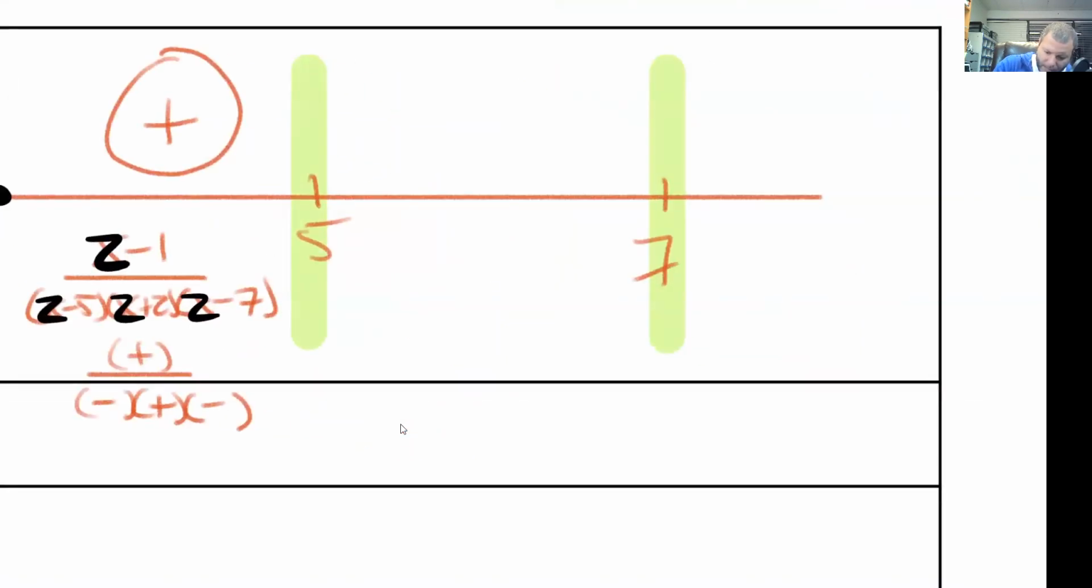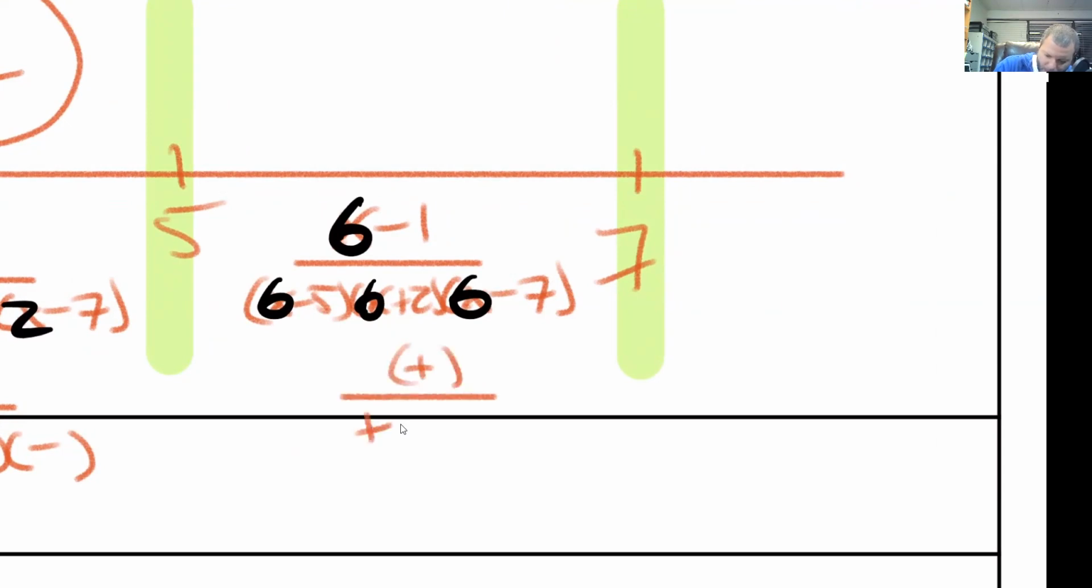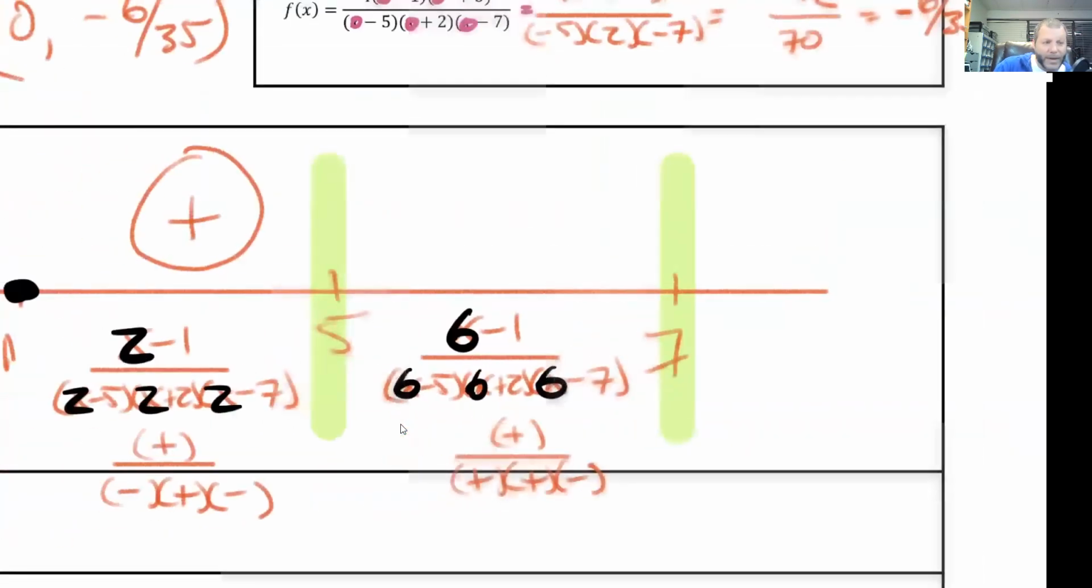If I plug in anything between 5 and 7, like 6, we're going to get 6, 6, 6, and 6. So that's going to give us a positive number in the top. 6 minus 5 is also positive. 6 plus 2 is positive. 6 minus 7 is negative. Only one negative sign, so we're going to be negative on that interval.